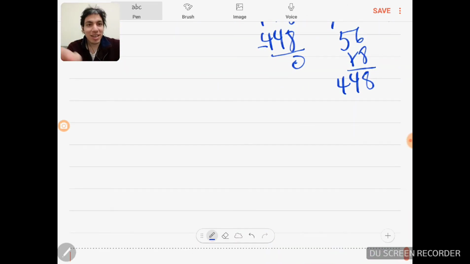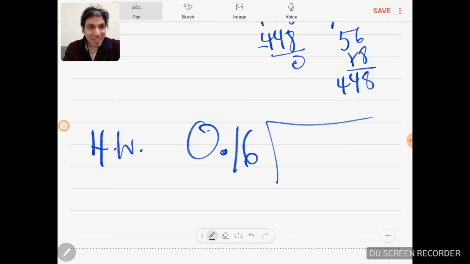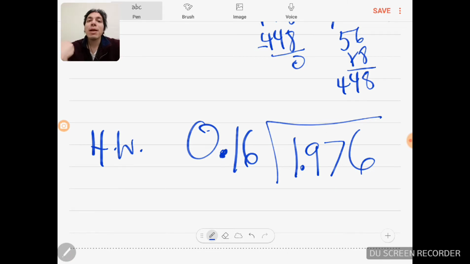For homework, I'm going to give you a little hint. 0.16 into 1.976. The hint obviously would be the decimal point here. You have to move that decimal point over until 0.16 becomes a whole number. You'd have to move it over 2 times. But remember, whatever you do to the divisor, you have to do to the dividend inside as well.